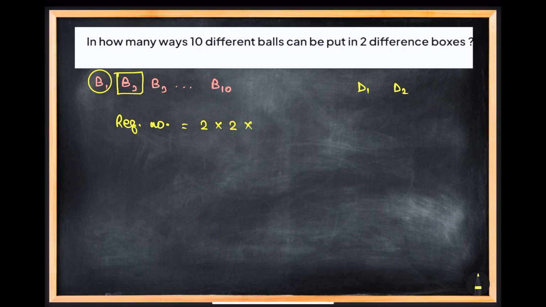Now focus on ball number 3. Again two choices. So it is 2, 2, 2, keep on going. Since there are 10 balls, it is 2 power 10. You can handle a similar situation with letters and letterboxes. Suppose that you have 10 different letters that you have to put into two letterboxes. So the answer will be this way only. I hope things are clear.